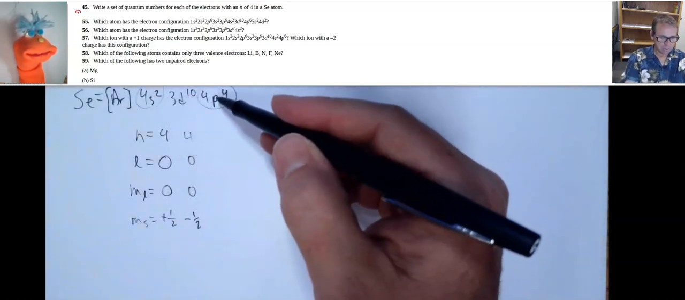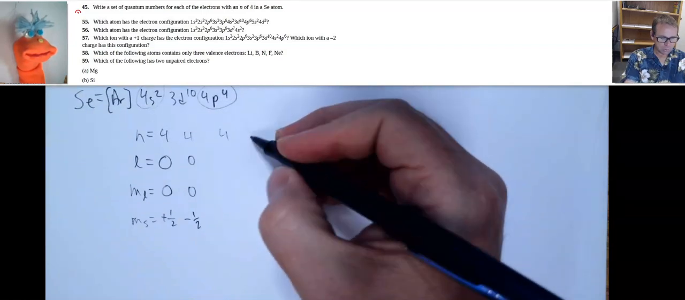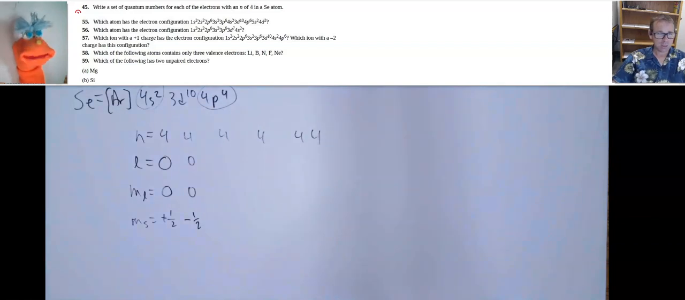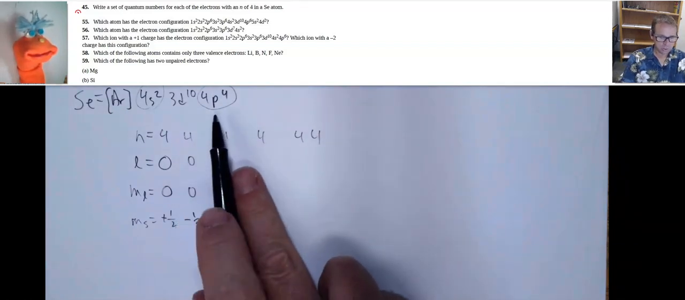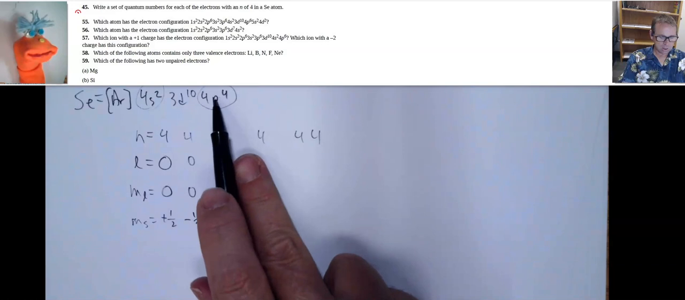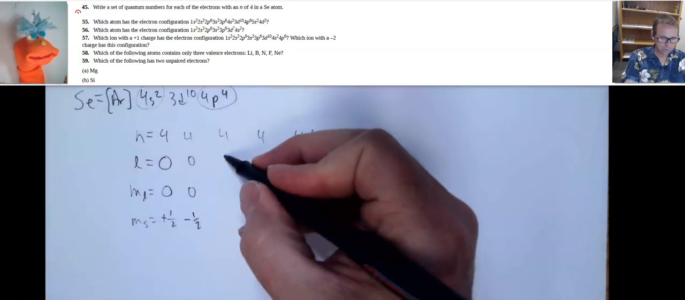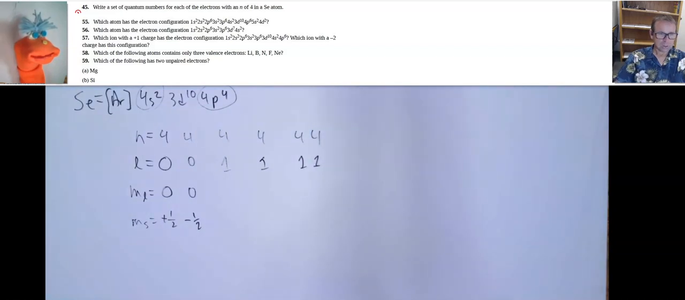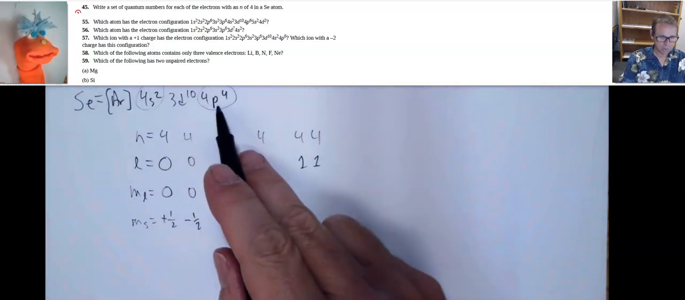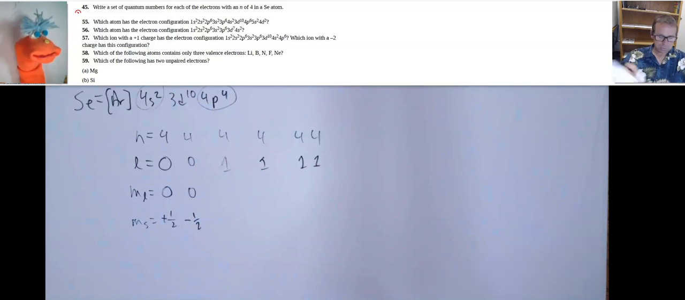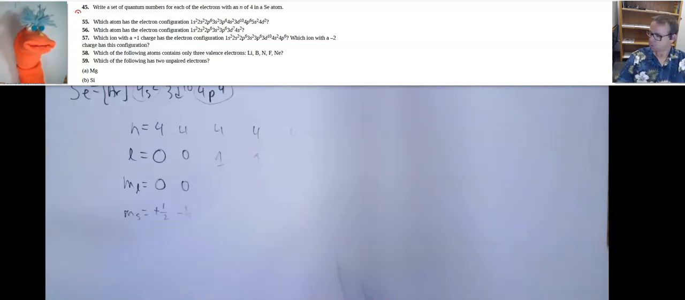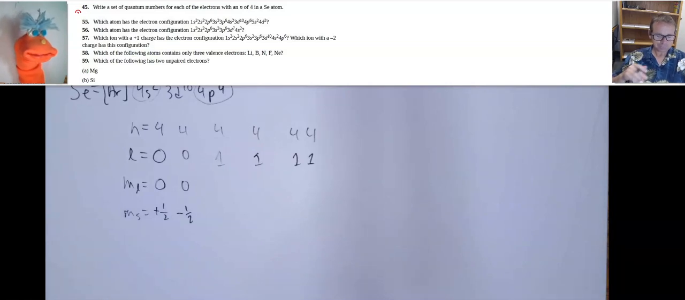Then we have 4 more. All of these 4, 1, 2, 3, 4, have an N value of 4. Can you see that? Yeah, I see that. So these 4 electrons, what is their L value? It's 1, right? Good. L is 1, for these 4 electrons. Now, how do we know that? P corresponds to 1. That's right. The P block corresponds to 1.